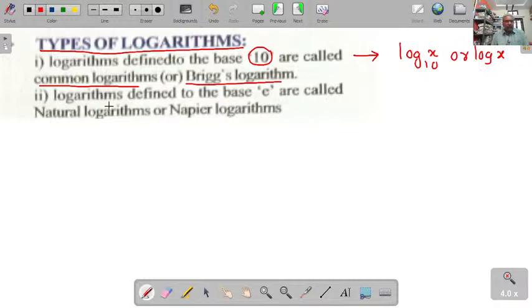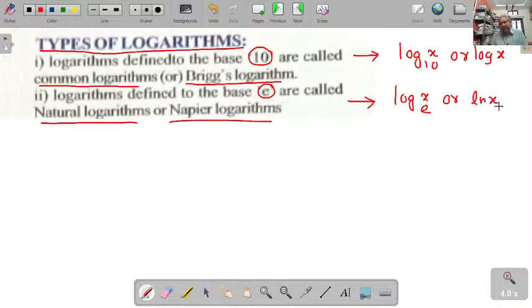Logarithms defined to the base e are called natural logarithms or Napier logarithms. Generally we write log x to the base e, or shortly ln x. ln x means the logarithm of x to the base e. So there are two types of logarithms: common logarithms and natural logarithms.